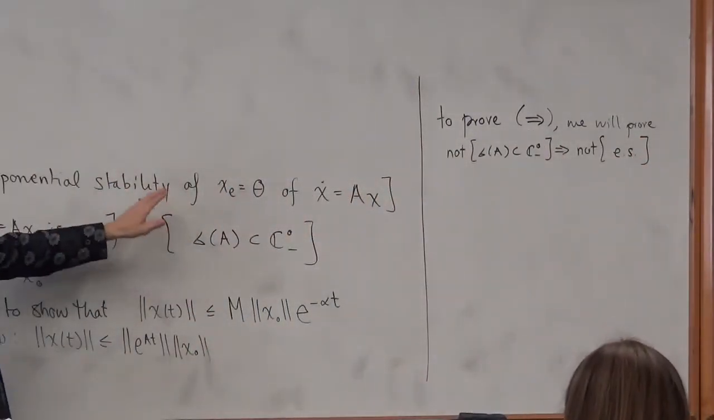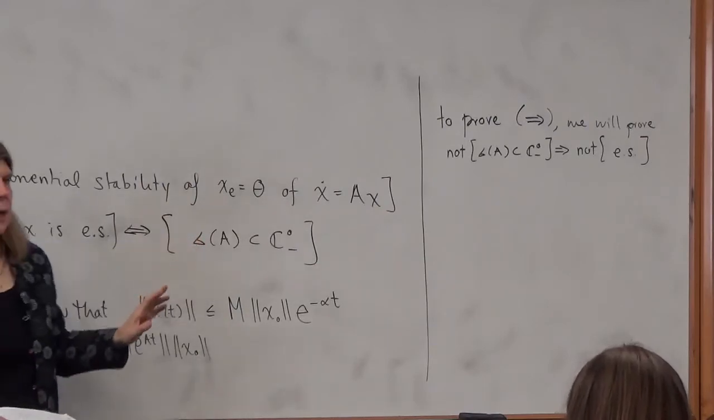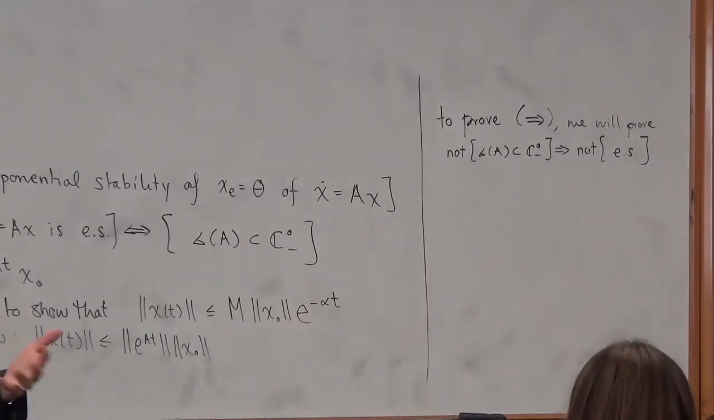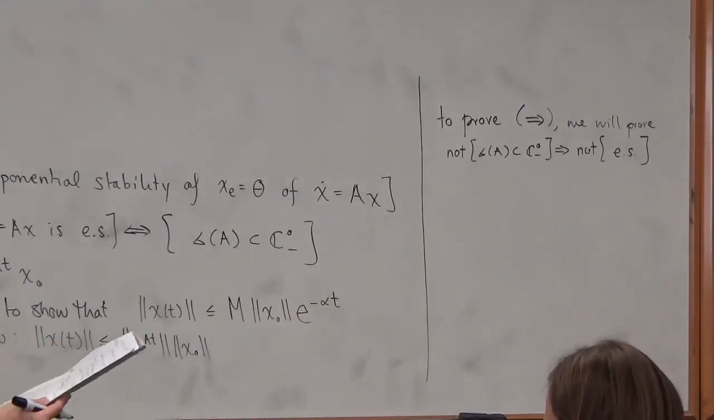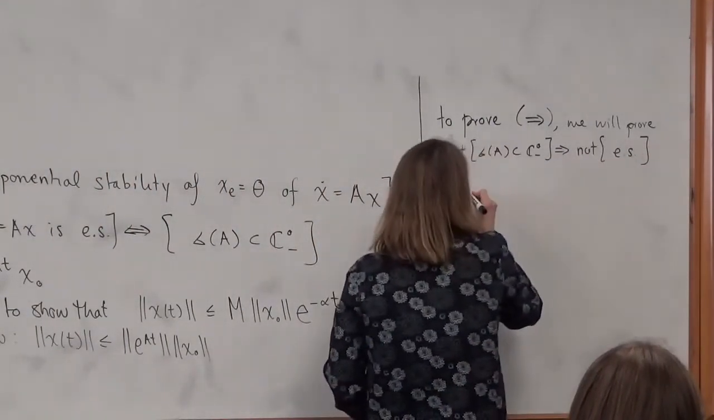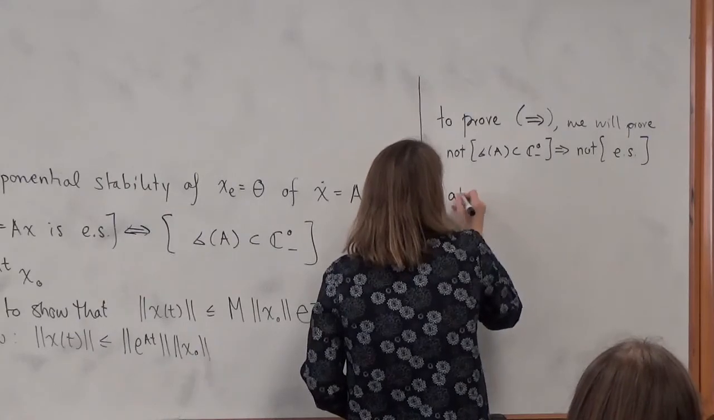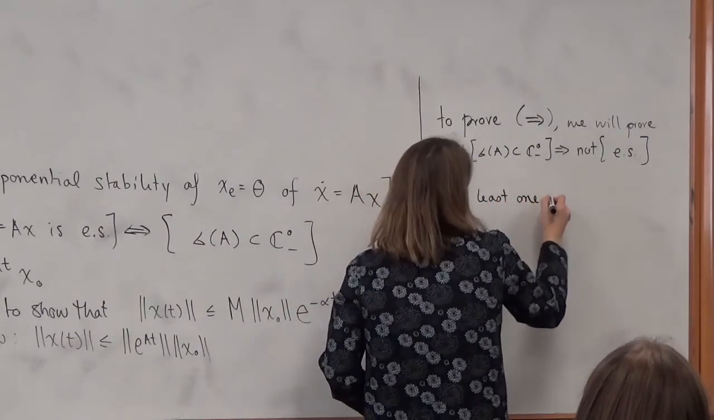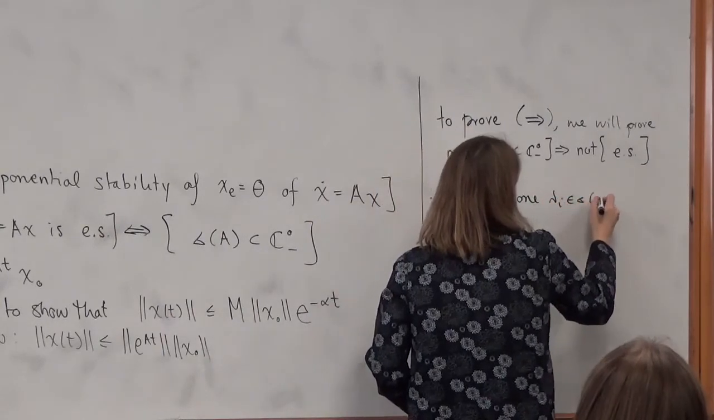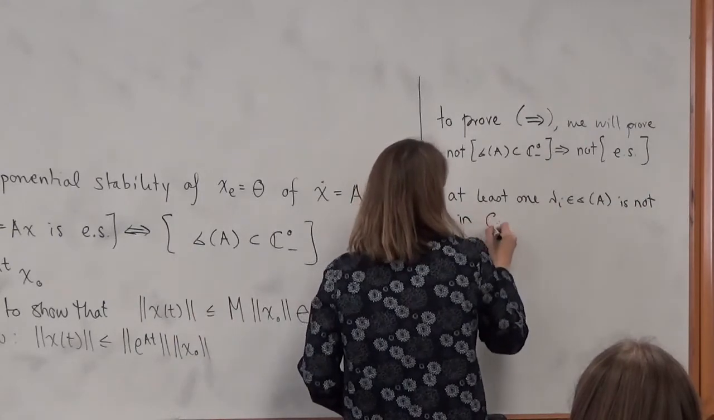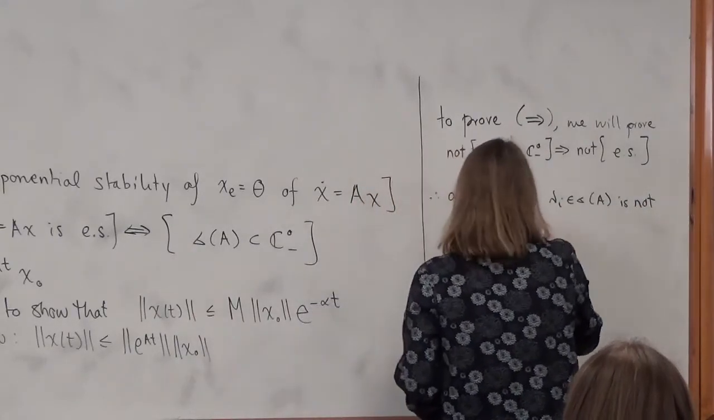Now this is fairly straightforward, because if all of the eigenvalues are not in the open left half plane, it means that at least one of the eigenvalues is either on the j omega axis or in the right half plane. And as soon as you've got that, just look at your expression for e to the At. So we have by our hypothesis at least one lambda i belonging to the spectrum of A that is not in the open left half plane.